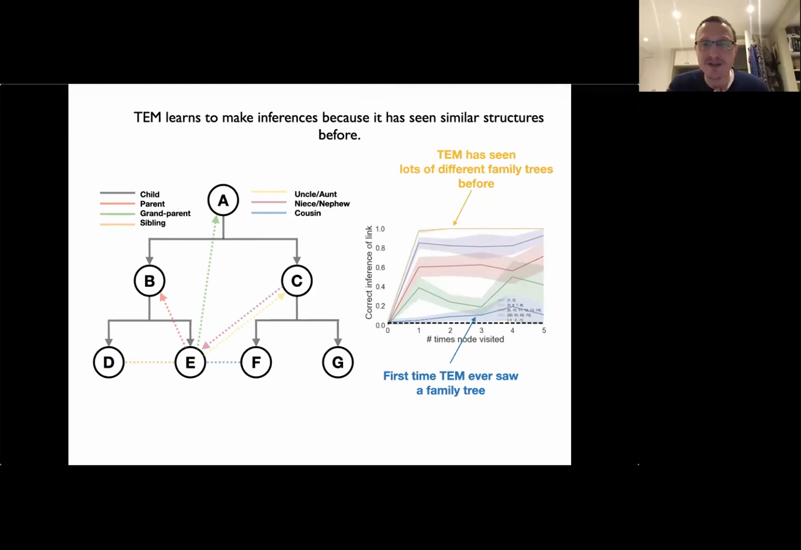Here's training, just to be clear what's going on. It's trying to predict links it's never seen before, as I said. And just so people understand, the first time it ever sees one of these structures, it can't do it, right? If it doesn't know what a family tree looks like or what space looks like or whatever the relevant structure is, it can't do it. It scores zero on the inference of the missing link. However, after it's seen lots of different family trees, it knows the structure of family trees, it can do the path integration, and now it can infer all of the links on the family tree. So it works, right? Cool.